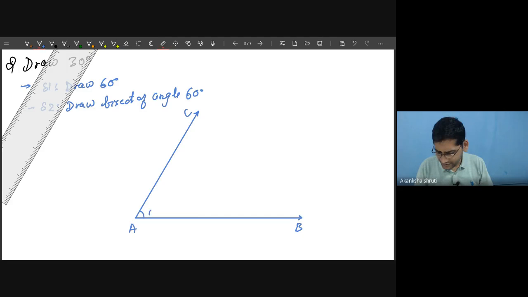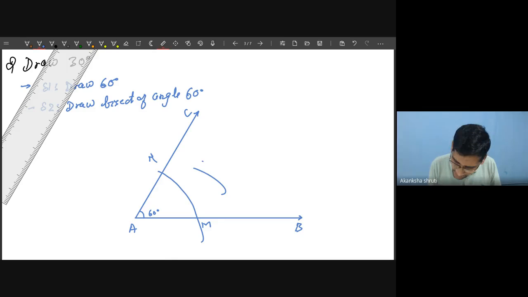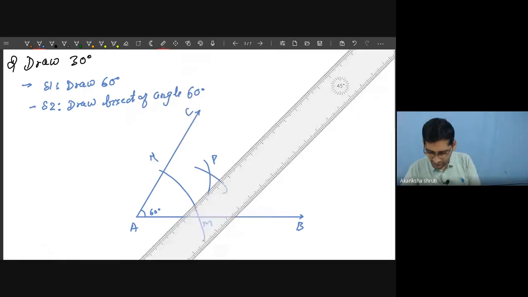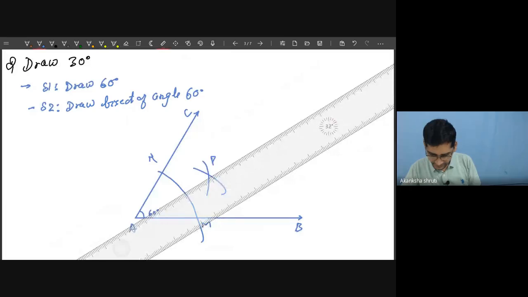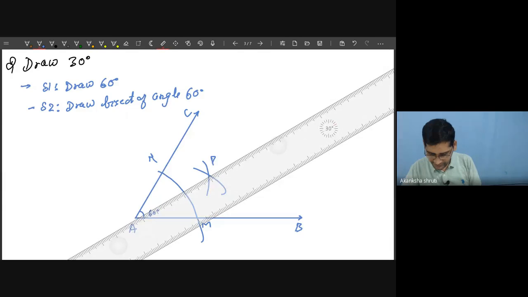So this angle is how much? 60 degree. Draw the angle bisector. How to draw the angle bisector? For that you have to put any arc. Yes, make an arc as we have done earlier. So the arc is like this. Now again from this point, you may take this as M, this point as N. From M you again have to make another arc, and from N you have to make another arc. So this point is P. Now join this A to P.